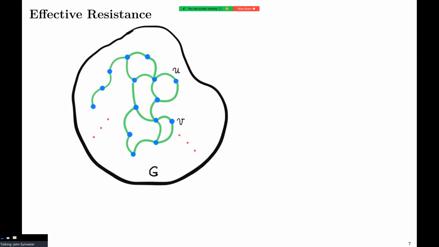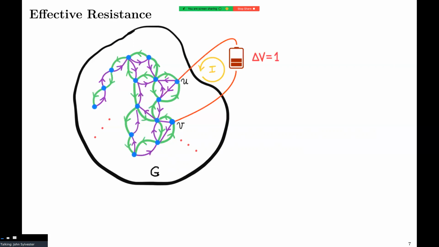So here's a quick physics primer. If you have a graph, you consider every edge as having resistance 1. If you have two vertices u and v, and you connect a potential difference across them, you induce a current from u to v. And the resistance is proportional to 1 over the size of the current, essentially. We fixed the voltage to be 1 here, so it's just equal to 1 over the size of the current. So you have a fixed voltage, and if you can drive more electrons from u to v, the current is larger, and so the resistance must be smaller.